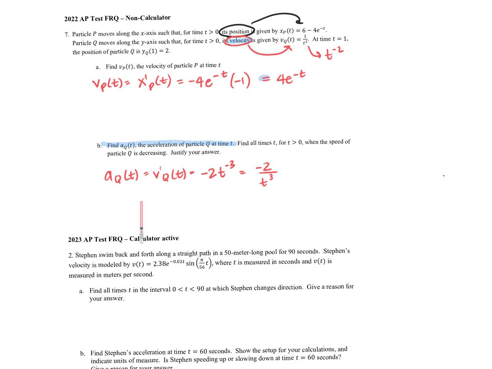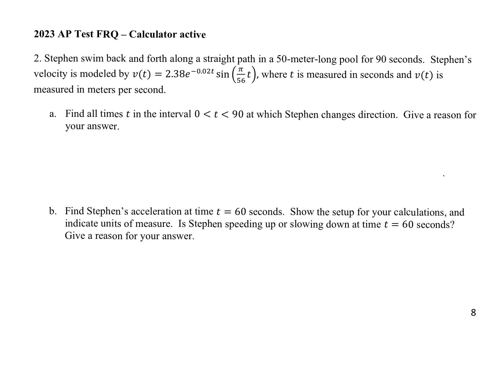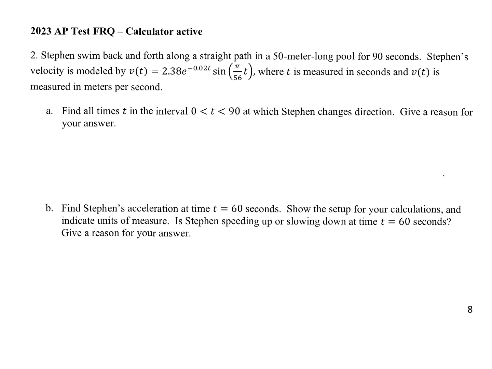So many variables. Whoa. Okay, 2023 then. They said Stephen is swimming. Stephen's swimming back and forth because that's all we do. Straight line back and forth. Stephen's velocity is modeled by this. And again, I'm just going to let myself know that was velocity. Find all the times between 0 and 90 seconds where Stephen changes directions. And we do get a calculator on this one. So if I change directions, what am I doing? What's my velocity doing?